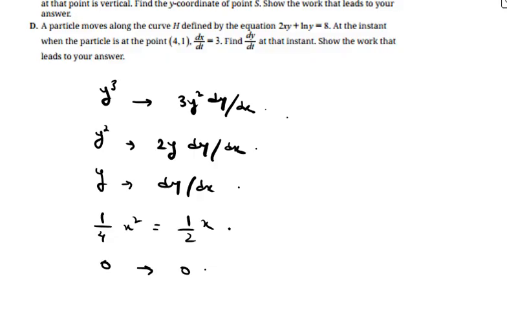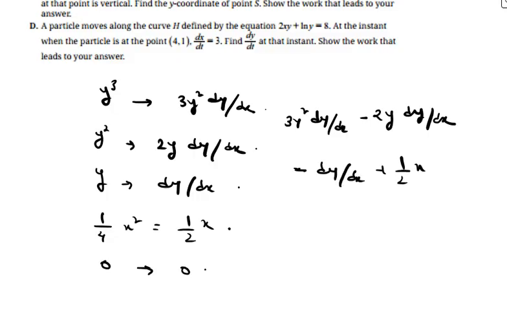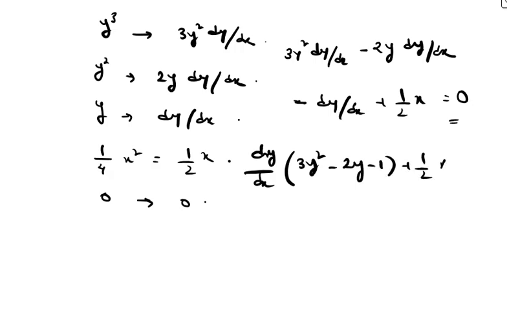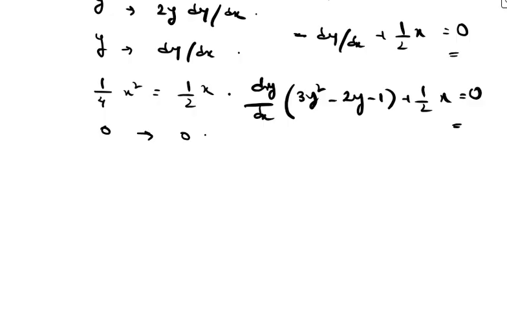So we get 3y squared dy/dx minus 2y dy/dx minus dy/dx plus 1 by 2 x is equal to 0. Now factor out dy/dx. So we get dy/dx times (3y squared minus 2y minus 1) plus half x is equal to 0. Now solve for dy/dx. Move the x term to the other side.